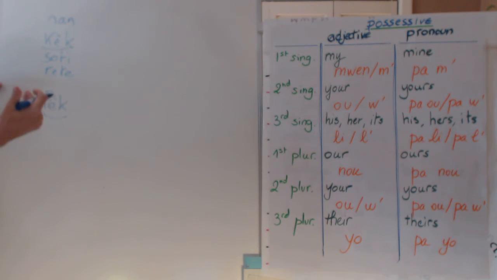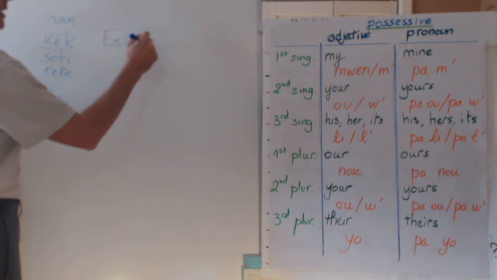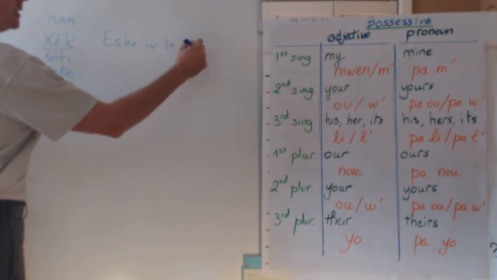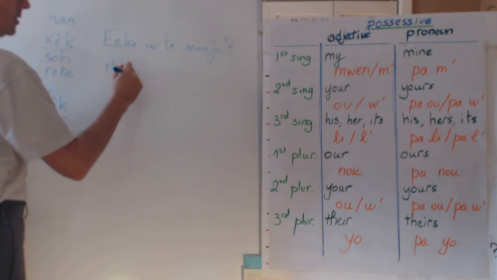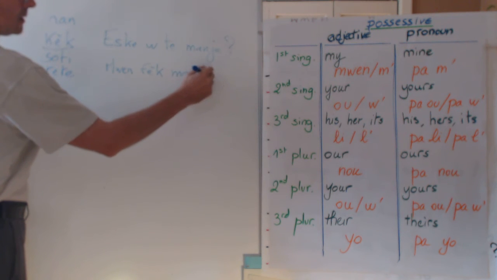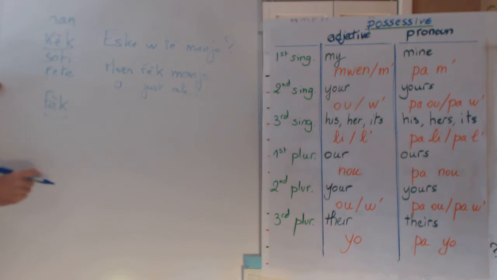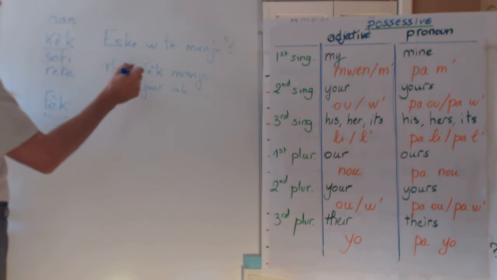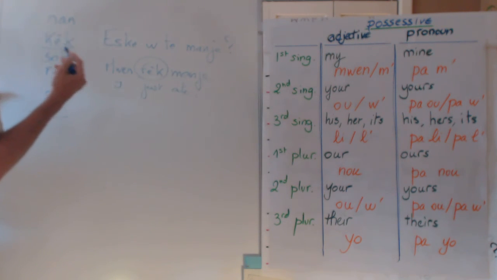Est-ce que vous t'es mangé? Did you eat? You will say moins fake manger. I just ate. Est-ce que vous t'es étudié? Moins fake étudié. Etc. So just, fake, goes between the subject and the verb.